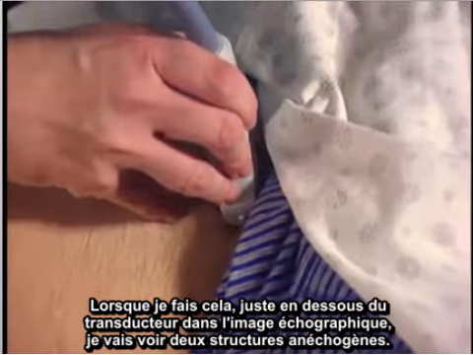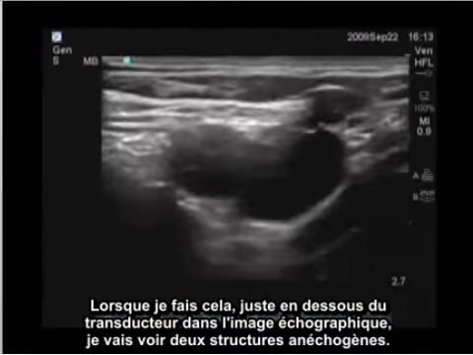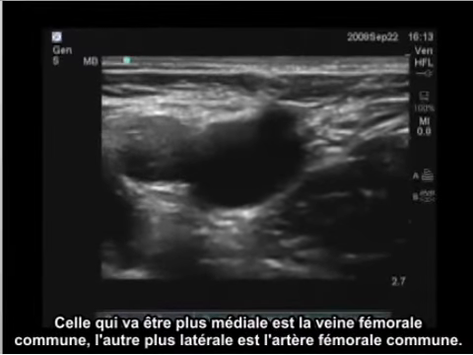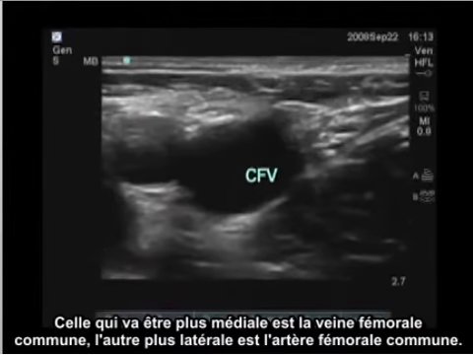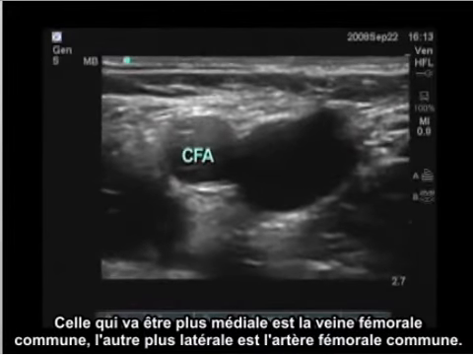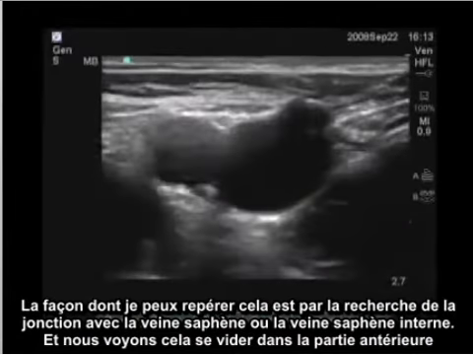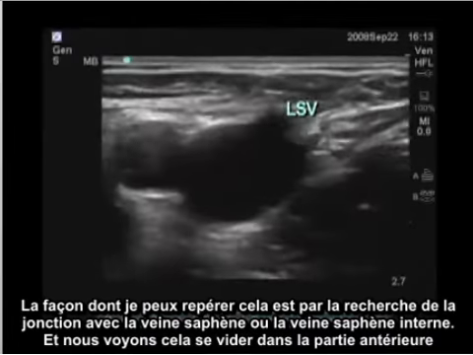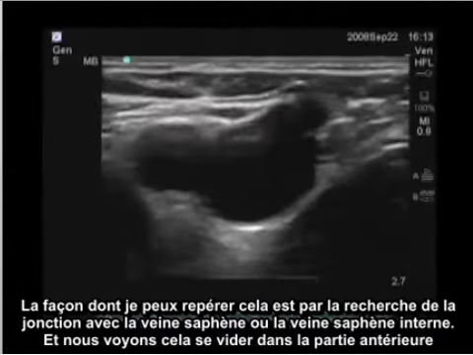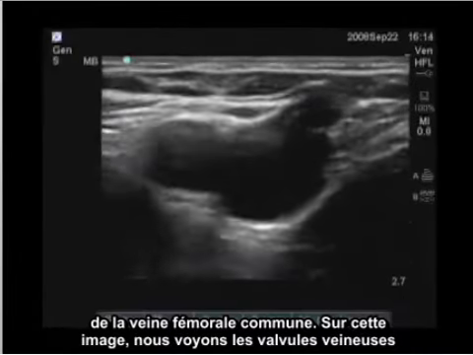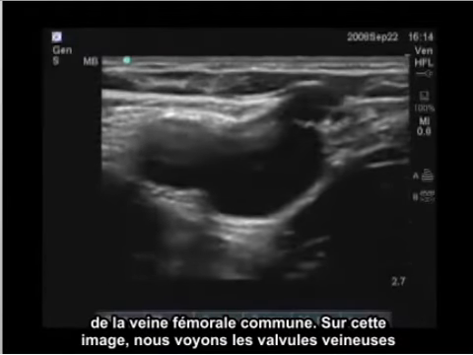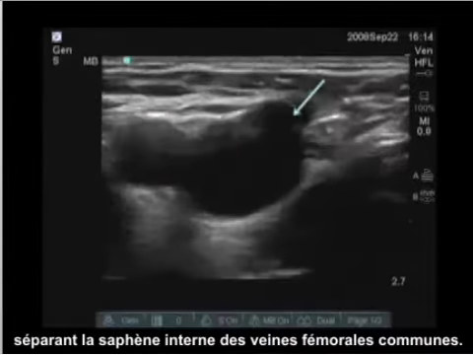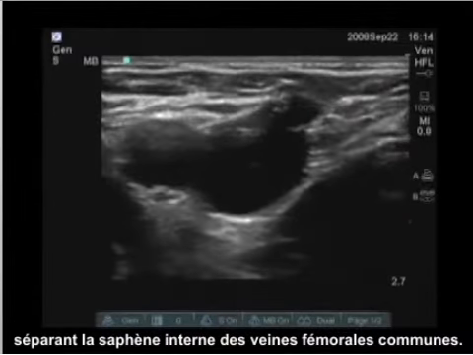When I do this, immediately below the transducer in the ultrasound image, I'm going to see two anechoic structures. The one that's going to be more medial is the common femoral vein. The one that's more lateral is the common femoral artery. The way I can landmark this is by looking for the junction with the saphenous vein, or the long saphenous vein, and we see this emptying into the anterior aspect of the common femoral vein, and in this image we actually see the venous valves separating the long saphenous and common femoral veins.